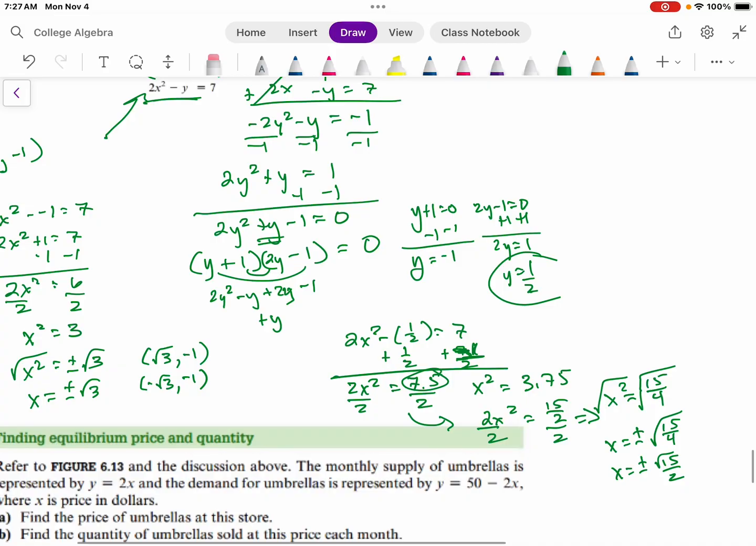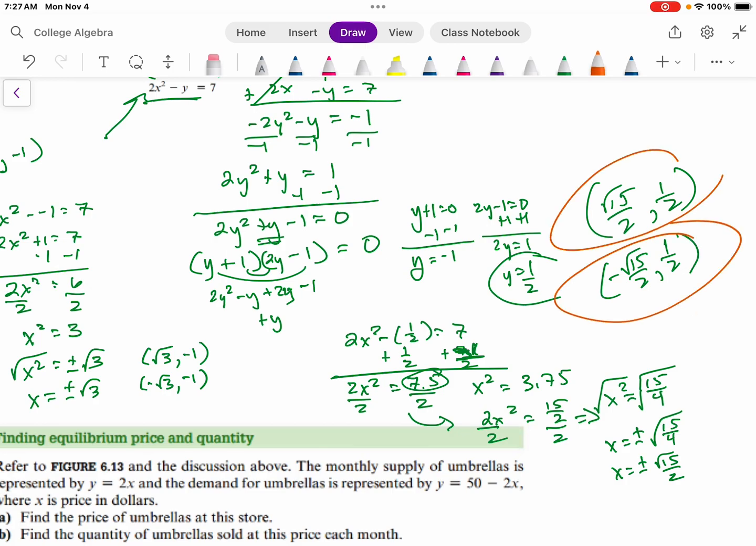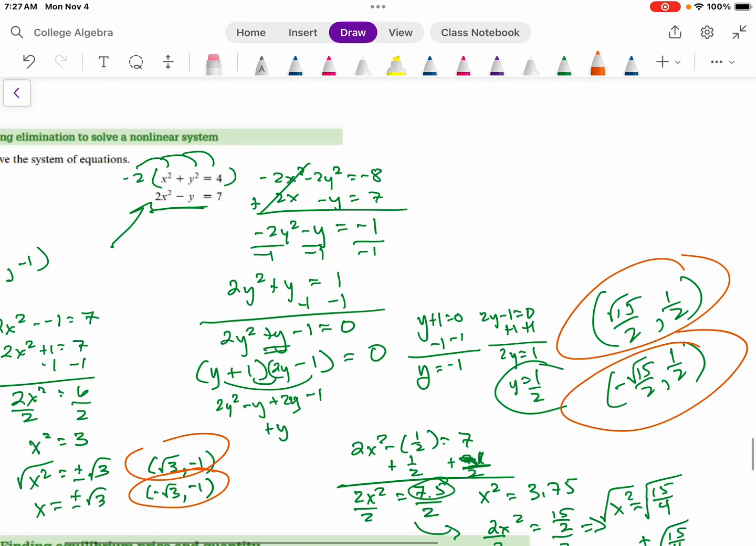So now that means I have square root of 15 over 2, comma, 1/2 as an ordered pair, and negative square root of 15 over 2, comma, 1/2 as another ordered pair. So this has a total of 4 places where the two things touch. It would be something like a circle and a parabola that opens up, so it would look something like that, touching at 4 spots. So there are my 4 solutions.